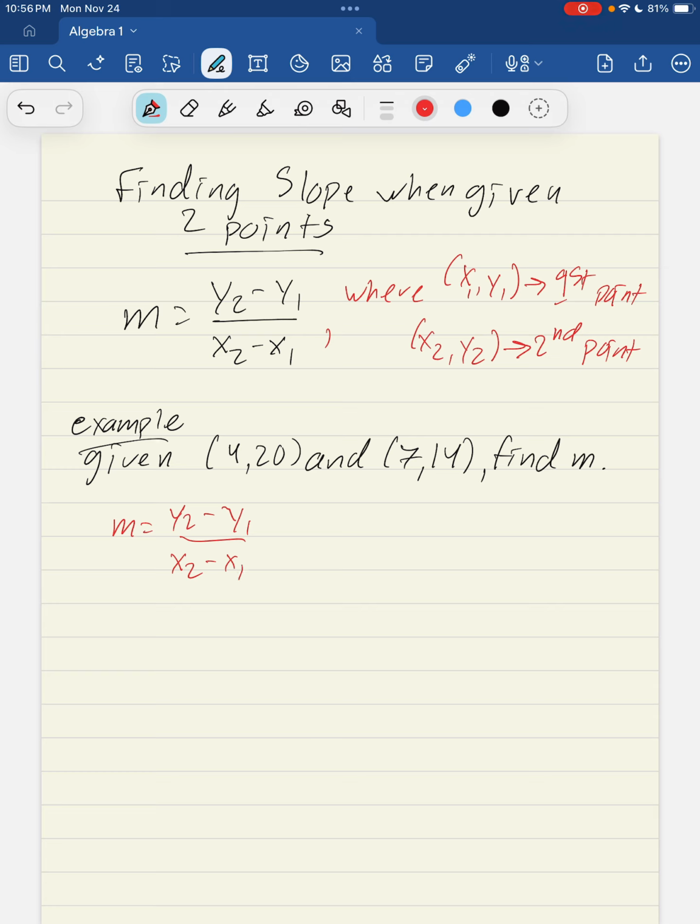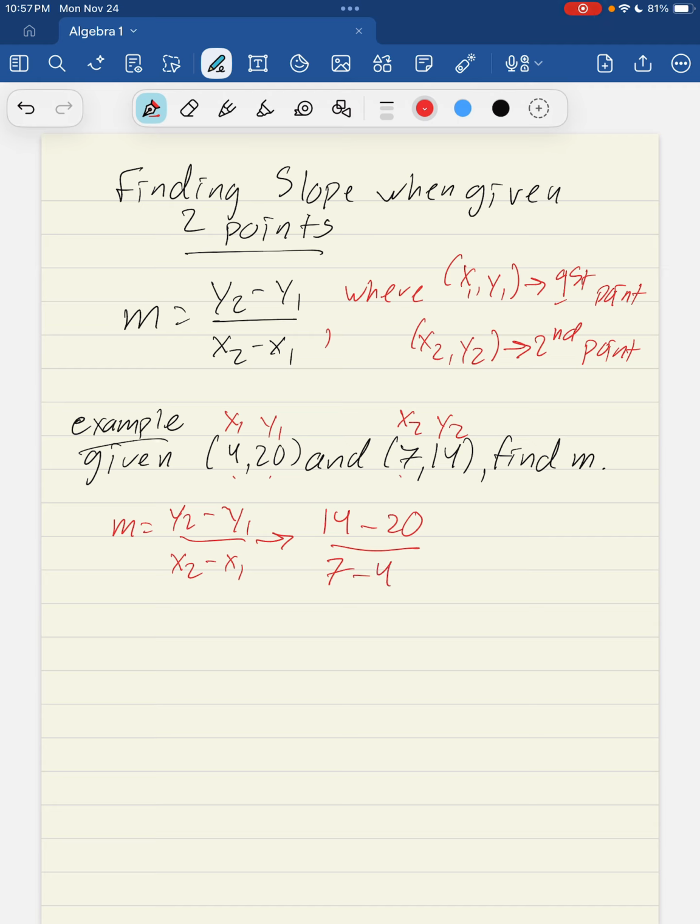Now, personally, I like to label my points x1, y1, x2, y2. I find that helps my brain because now when I'm substituting values into my formula, I know exactly where they come from. So my y2 is right here. So 14 is going to go right there. 14 is going to be first. And y1 is 20. And then that's over x2, which is 7. And x1, which is 4.